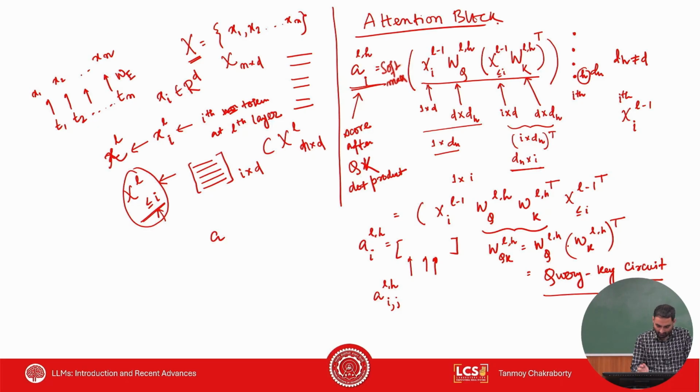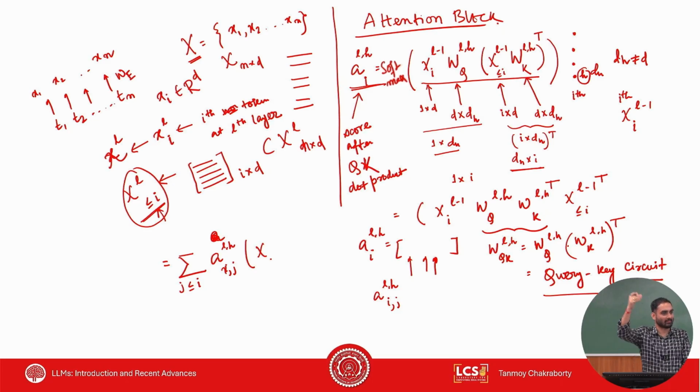Okay, so to calculate the actual attention vector, let us write it in this way: sum over j, which is less than or equal to i, of A_{i,j}^(L,H), this is the attention score, right? This will be multiplied with the value, right? How do you get the value? For the ith word you are calculating the value, or the value will come from j.